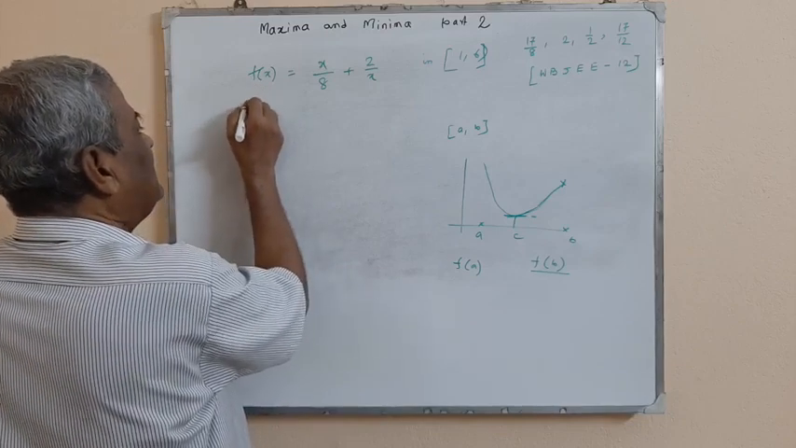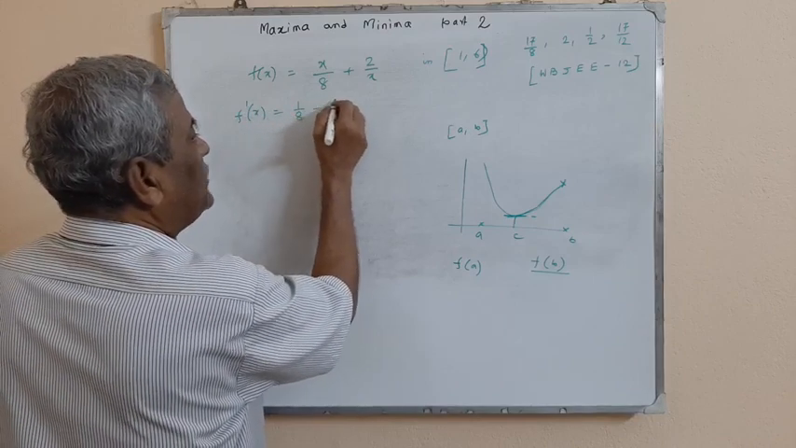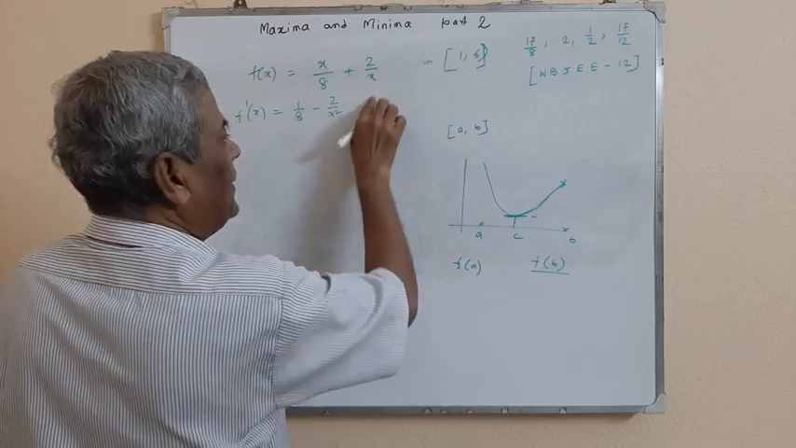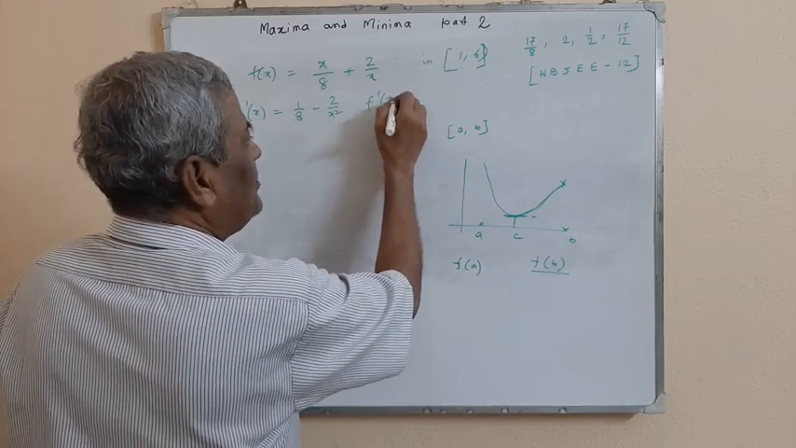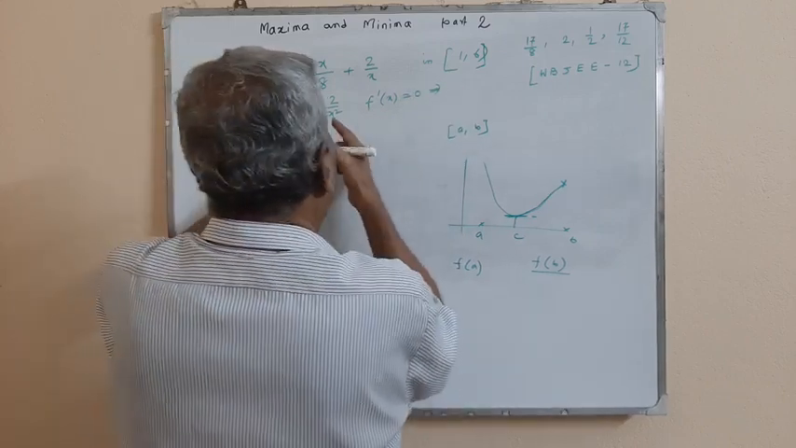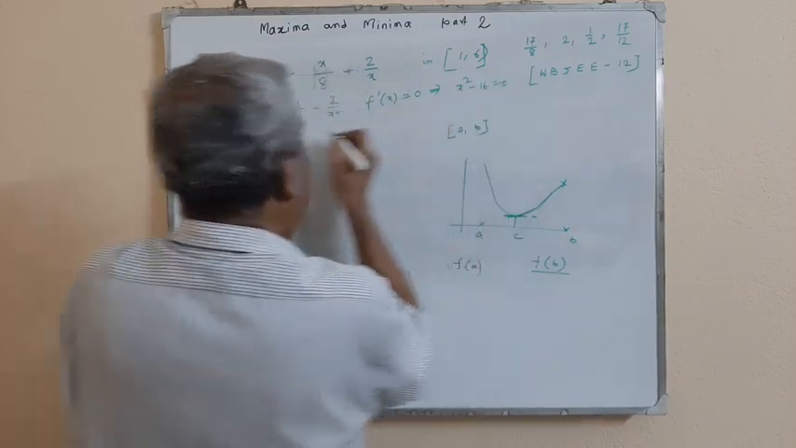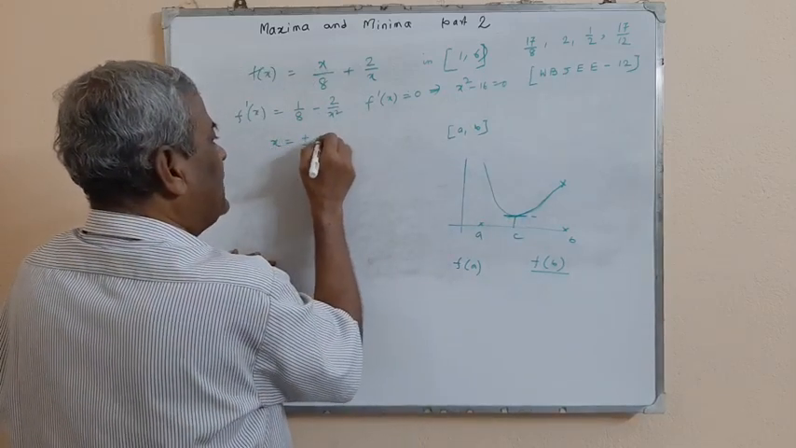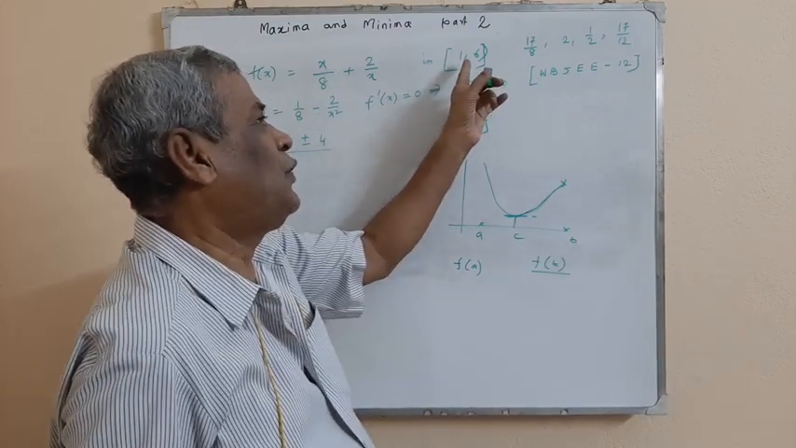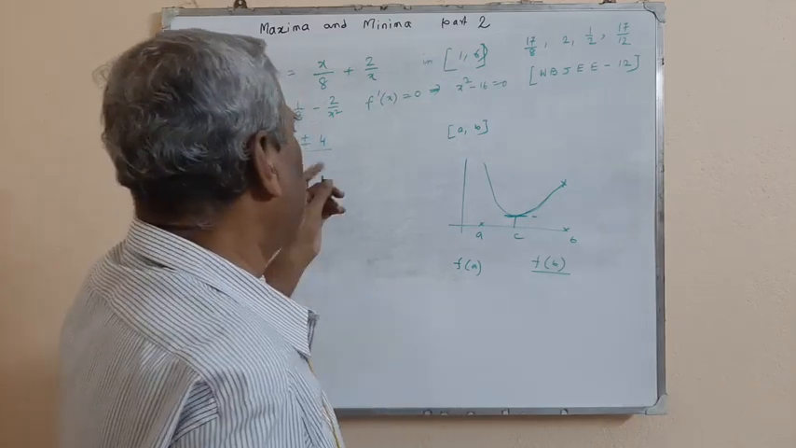Differentiating that, f dash x is equal to 1 by 8 minus 2 by x square. So f dash x equal to 0 gives x square minus 16 is equal to 0, that is x is equal to plus minus 4. Minus 4 is not within that range, so actually we have to consider x is equal to 4.